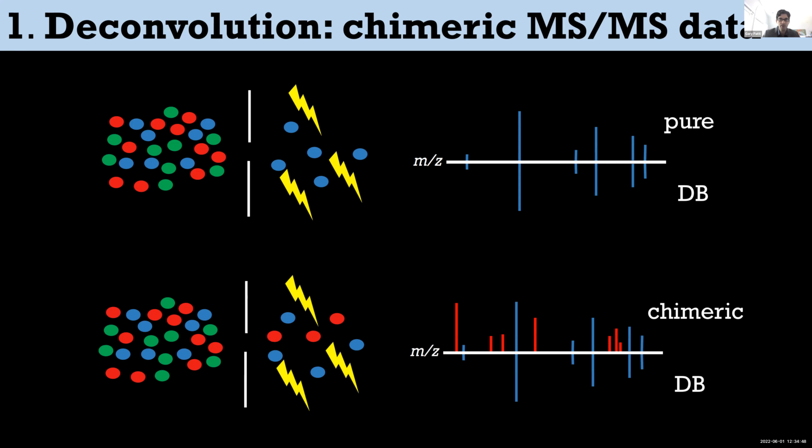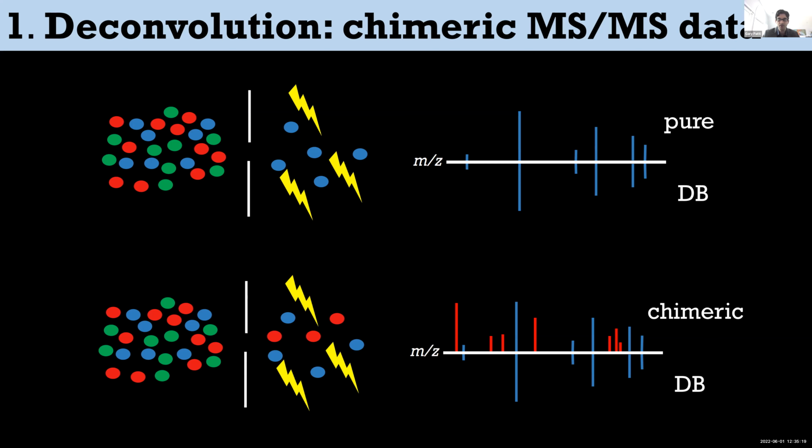What happens when we generate chimeric MSMS data is shown at the bottom of this screen. Here we still have our 3 different metabolites color-coded, blue, red, and green, entering the mass spectrometer. But now instead of mass selection isolating just the blue precursor, we isolate the red and the blue precursor. And as a result, the MSMS spectra generated are said to be chimeric. That is to say that fragments are derived from both the red and the blue precursors.